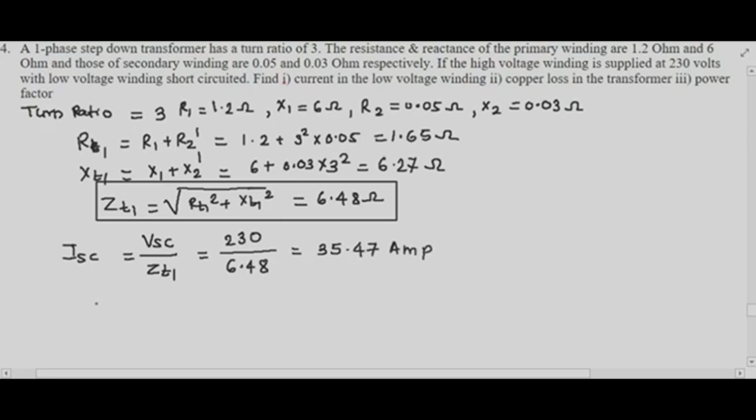Okay. Now we will neglect I0. If I0 is neglected, then I can write I1 is equal to I2 dash, which equals 35.47 ampere again. Now, why have we neglected I0? Because no data is given to calculate the I0. Hence I have assumed that my I1 is equal to I2 dash. Okay. So what is the current in the low voltage winding?